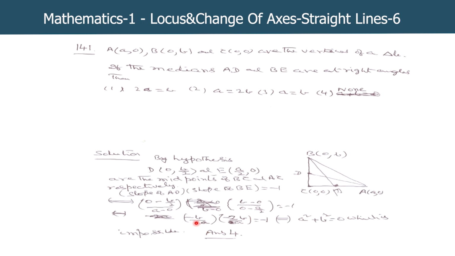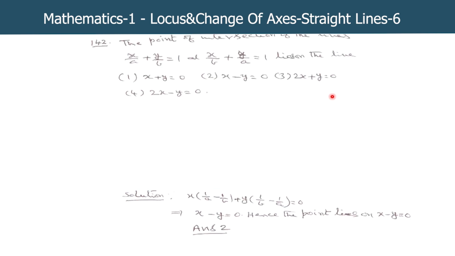So, that is if and only if (-b/2a) into (-2b/a) is equal to minus 1, or that is a squared plus b squared is equal to 0, which is impossible. So, that means there is no such triangle. These three points cannot be vertices of a triangle such that the medians are at right angles to each other. Therefore, the correct option is none, which is 4.